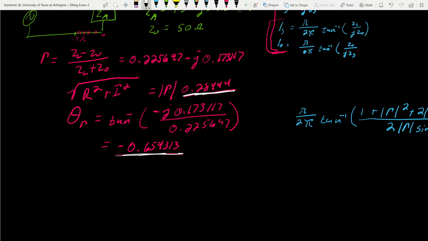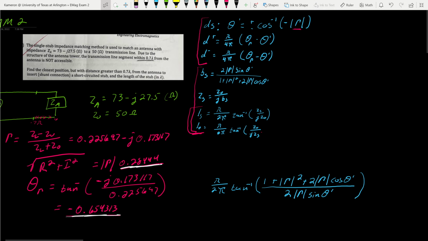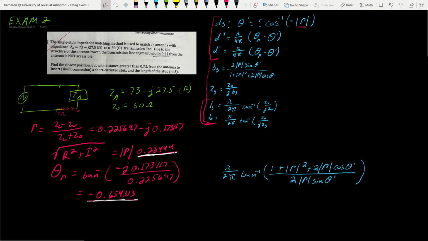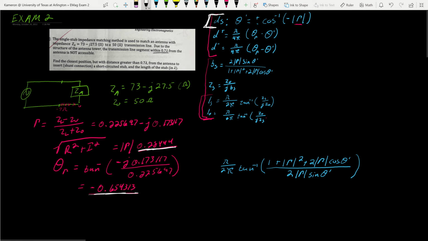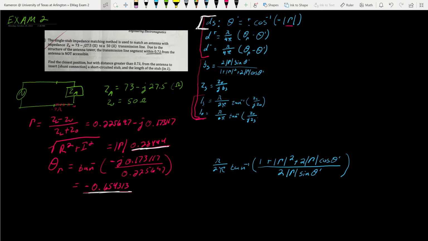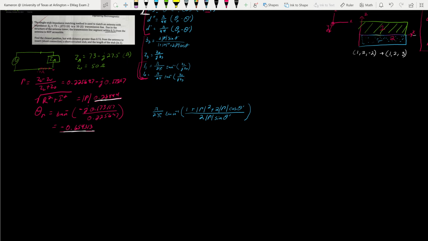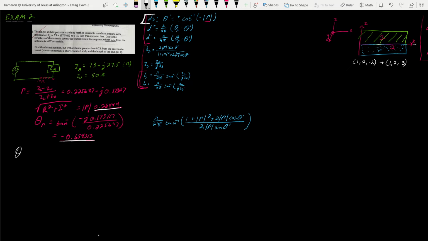Alright, from here we need to solve our first equation, theta prime, which is just inverse cosine of negative magnitude of gamma. You'll see in the equation we have a plus and a minus sign. They're two different cases for figuring out the plus and minus of our distance from the load.